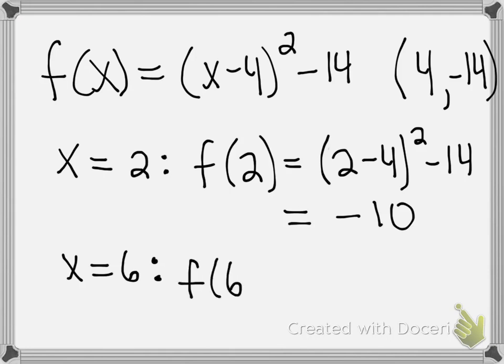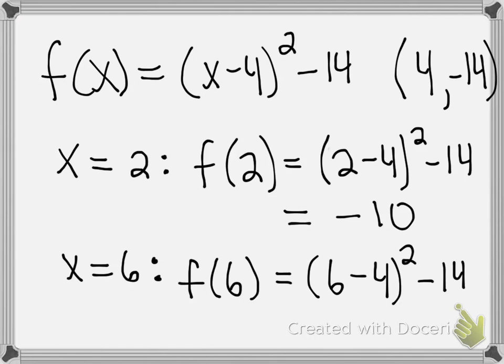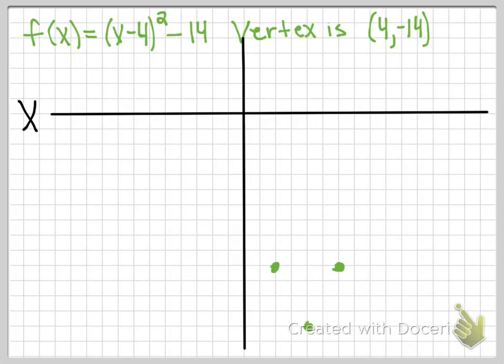And f of 6 is 6 minus 4 squared minus 14. 6 minus 4 squared, that's 2 squared is 4, minus 14 also gives you a minus 10. So we can add in those 2 points. I've added the 2 comma minus 10 and the 6 comma minus 10, and then from here we can just fit those points with a parabola.